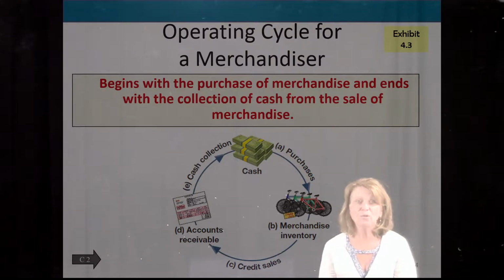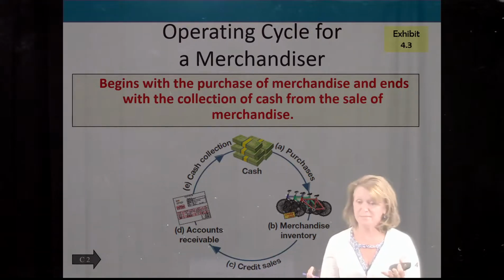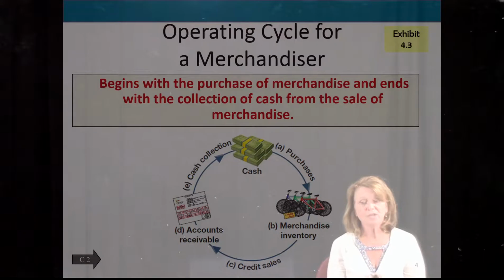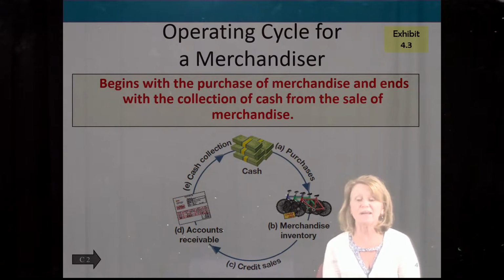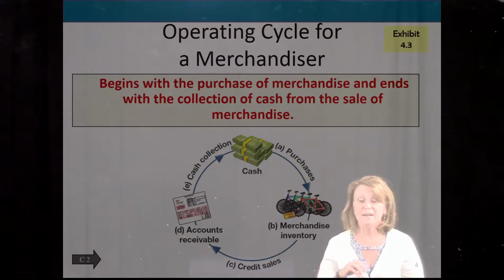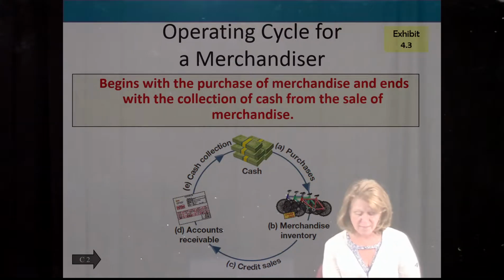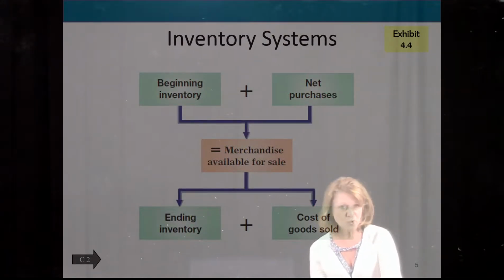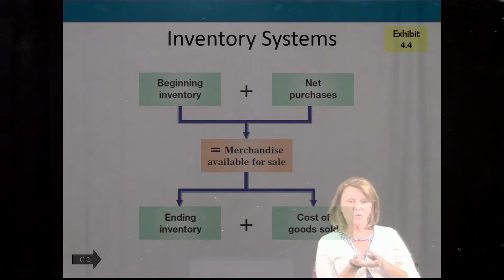The operating cycle for a merchandiser begins with them purchasing the merchandise, bicycles. They may sell items on credit or they may collect cash. So if they sell bicycles on credit, they have accounts receivable. You know that's an asset. If they sell it for cash, they collect the cash, which is an asset. And always remember that merchandise inventory is an asset as well. So with inventory systems, like I said, in chapter 5 we're going to learn about those inventory systems.